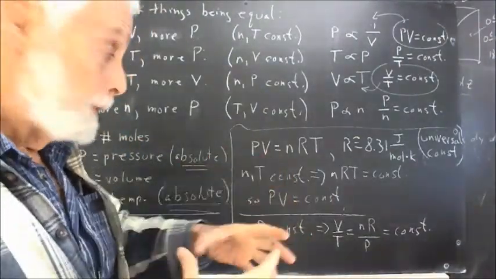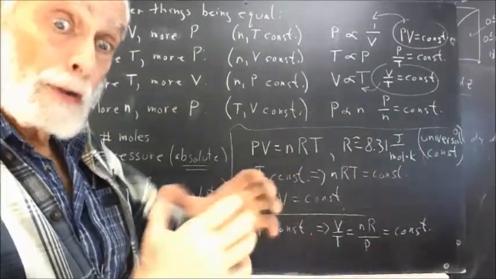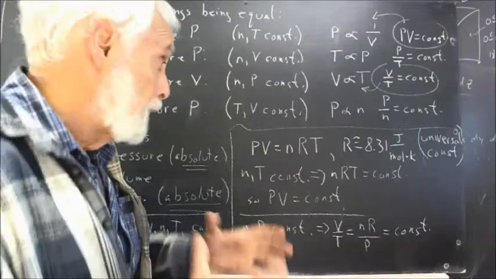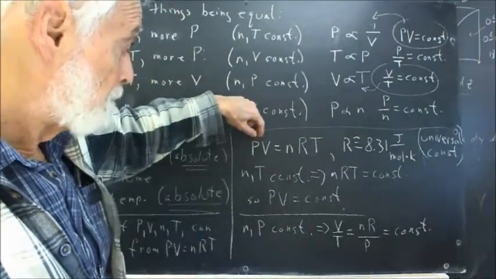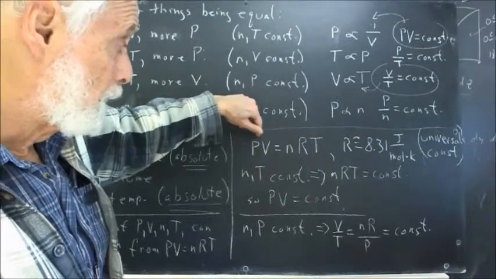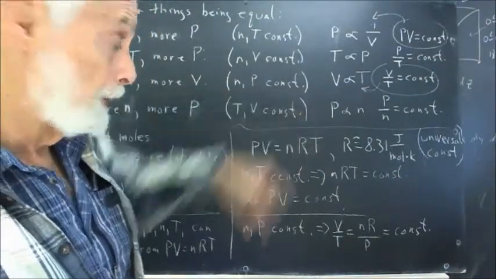I've changed the volume. I crunched the thing down, and the temperature has changed due both to the crunching down, as we'll see, and to the presence of my hands. So that I started with some value of P, V, and T, and I ended with some value of P, V, and T.